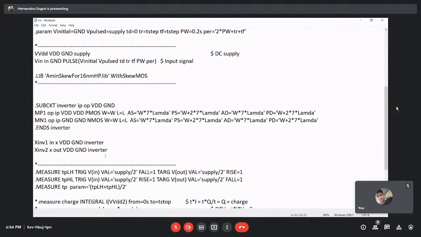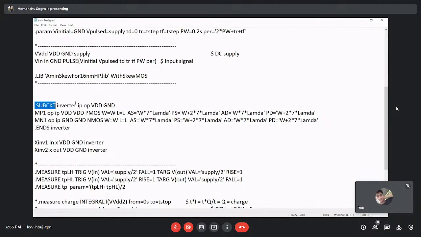Sir, can you explain the meaning of this? I couldn't understand XINV, what is this? You also want so much spoon feeding. See this .SUBCKT, that is a command. Dots go from the top. Now the inverter is the name of the sub-circuit. By this name only you will call it. For example, you see X inverter one, at the end you see inverter. By this name you will call it.